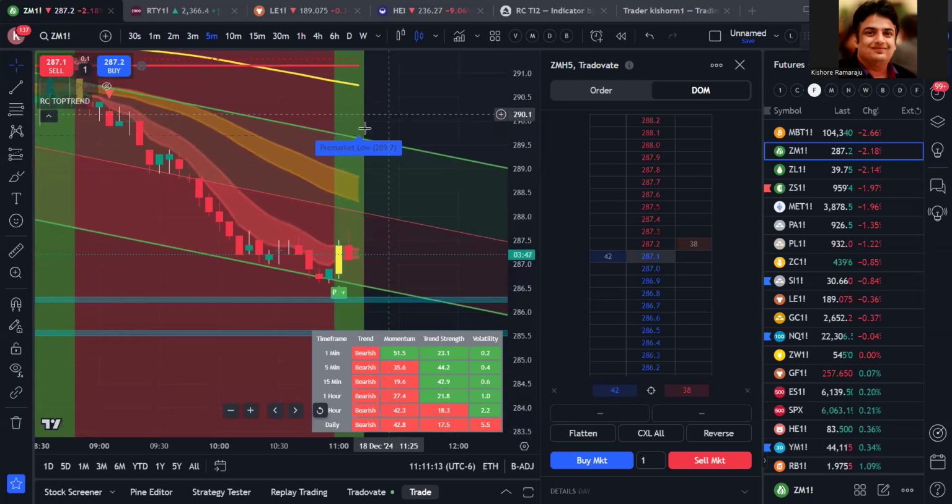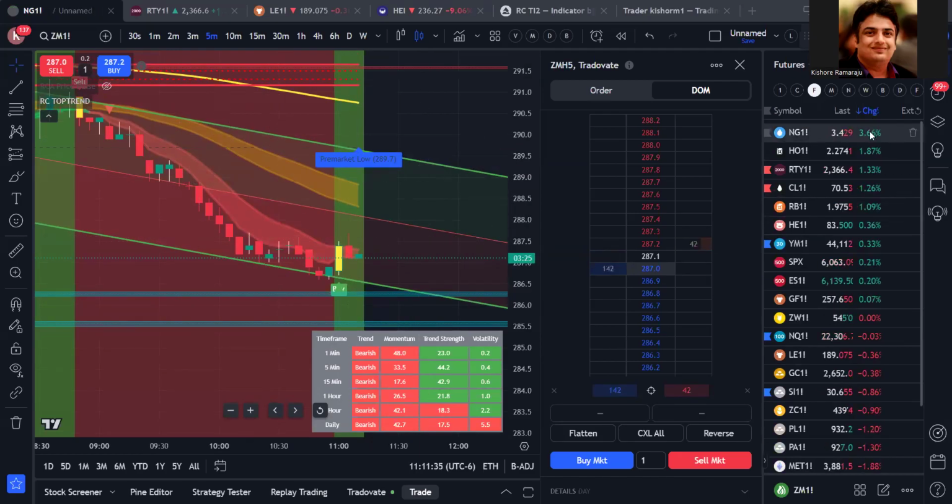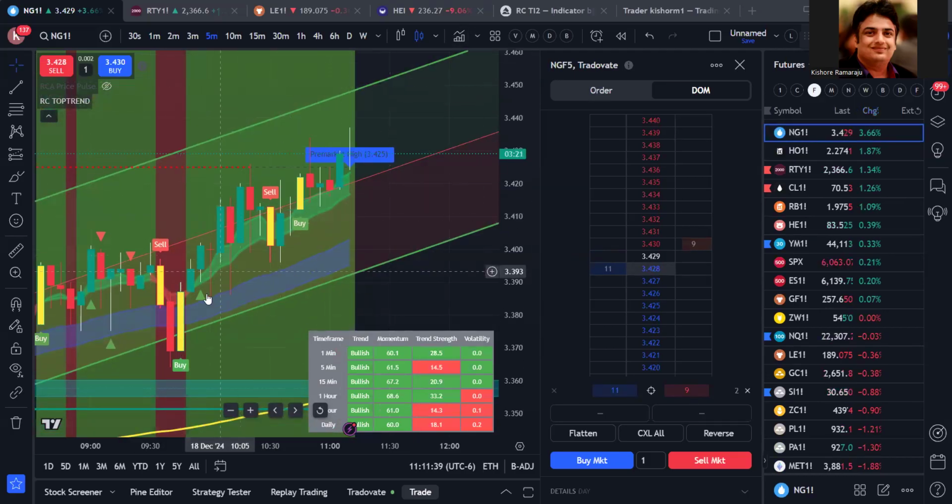right? If you see the channel, the top green line and bottom green line, this is like your upper trend, trend resistance, trend support. So these are the trend lines. So if the channel is pointing towards the downside, that means the trend is downwards. If it is pointing towards the upside, that means the trend is bullish.